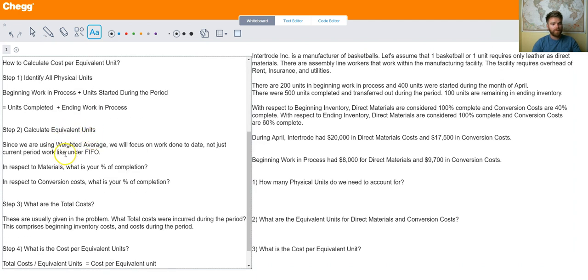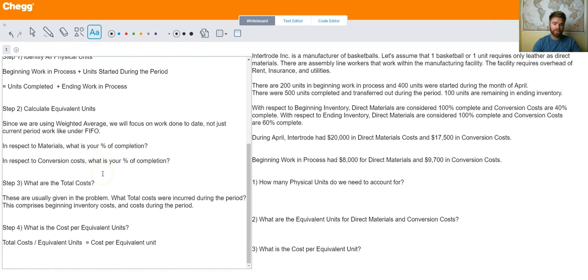So from there, step 2, we'll calculate those equivalent units. So we're using weighted average, so we're going to focus on all the work done to date, not just the current period work like FIFO. So we're focusing on all the work. So you have to ask yourself, in respect to materials, what is your percentage of completion? In respect to conversion costs, what is your percentage of completion?